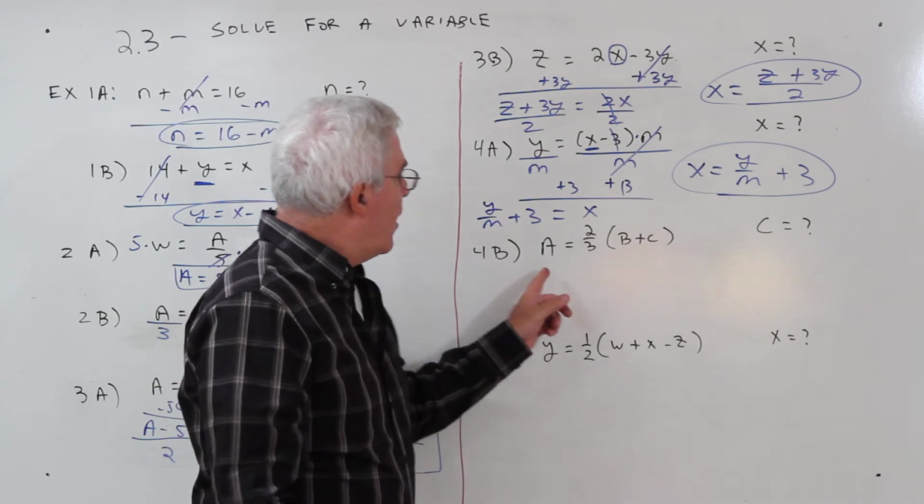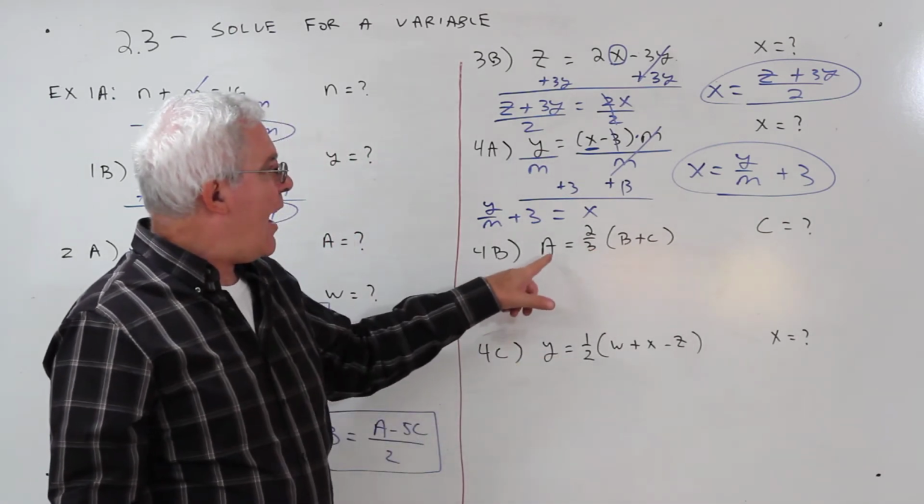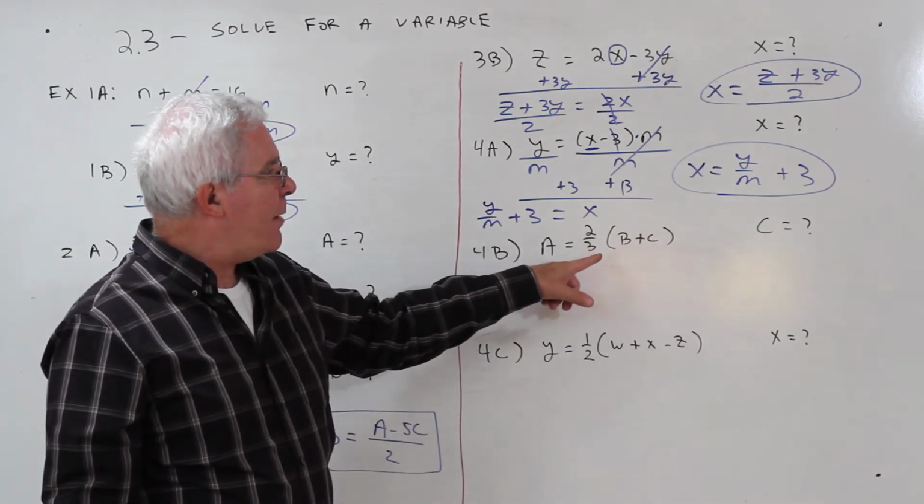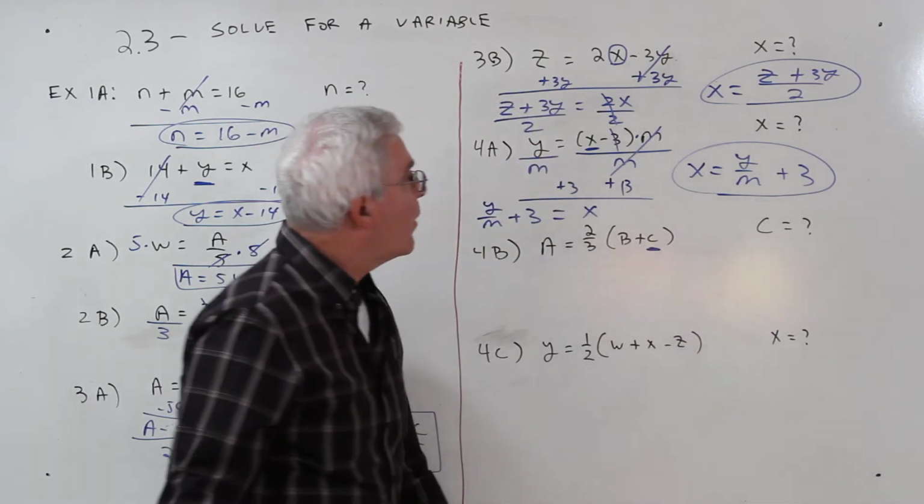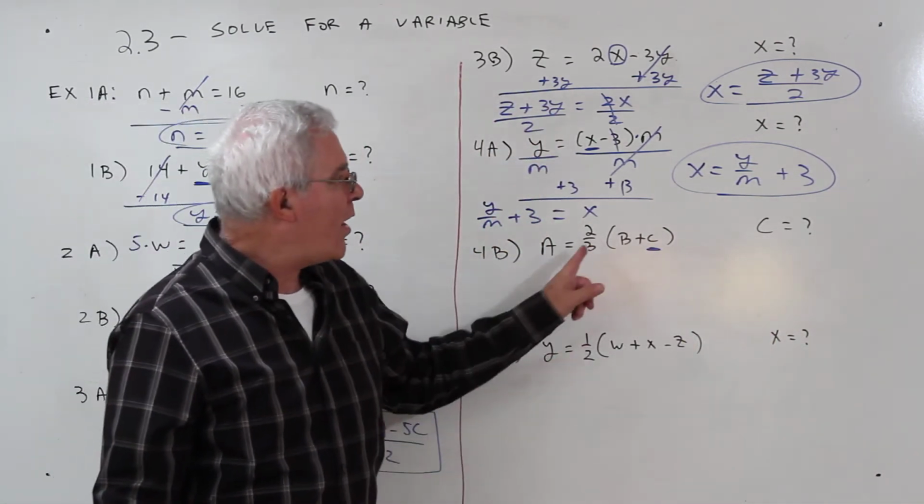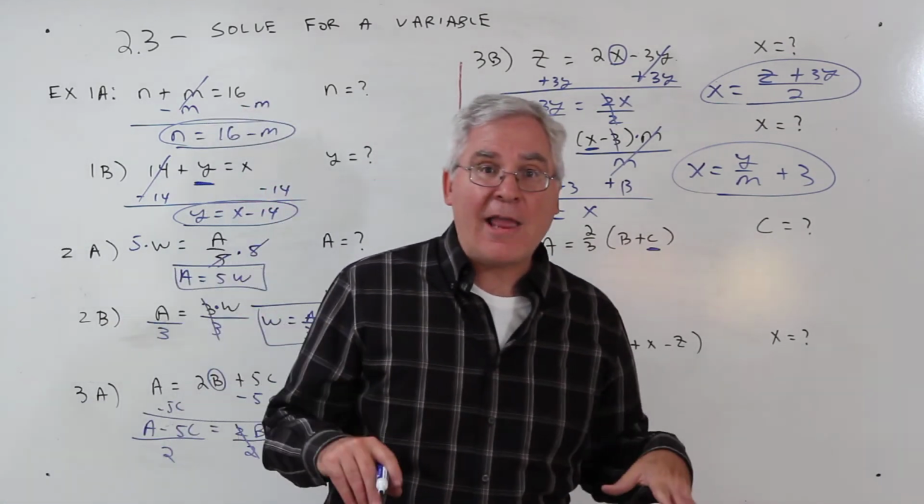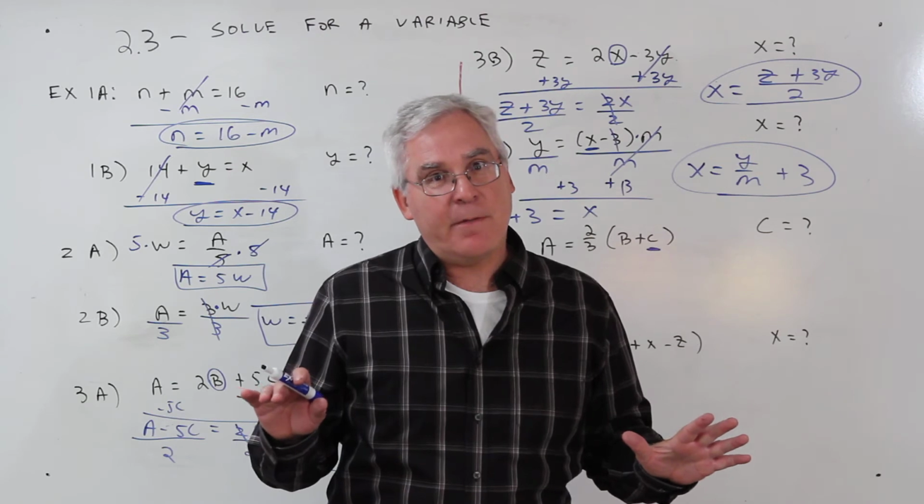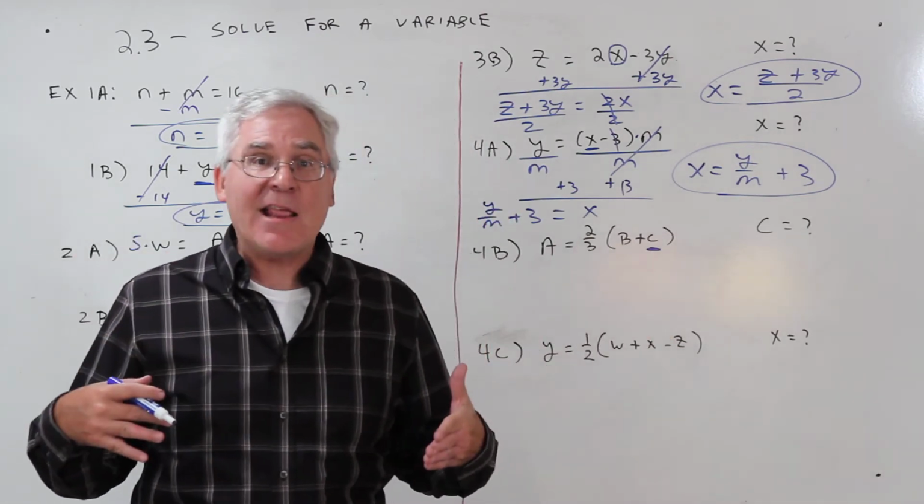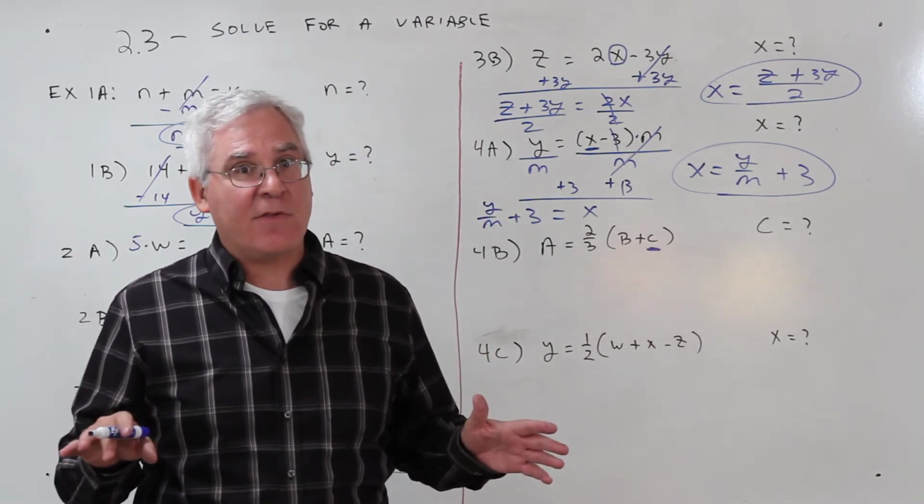All right, now I got a fraction. A equals 2/3 times b plus c. I'm going to get c all by its lonesome. Okay, well, what undoes multiplying by 2/3? Now, there's two ways of thinking of it. You could say dividing by 2/3, but that gets messy.